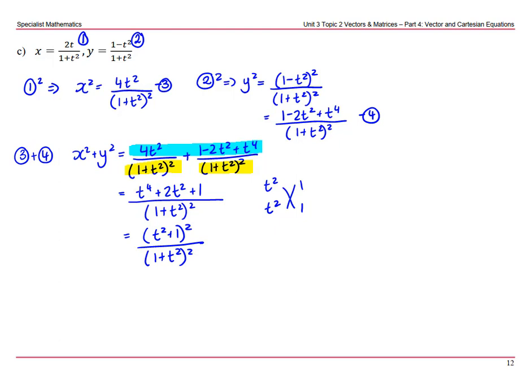Now, you should be able to see that these are the same. So they're going to cancel to give 1. So I have x squared plus y squared equals 1, which is a circle.